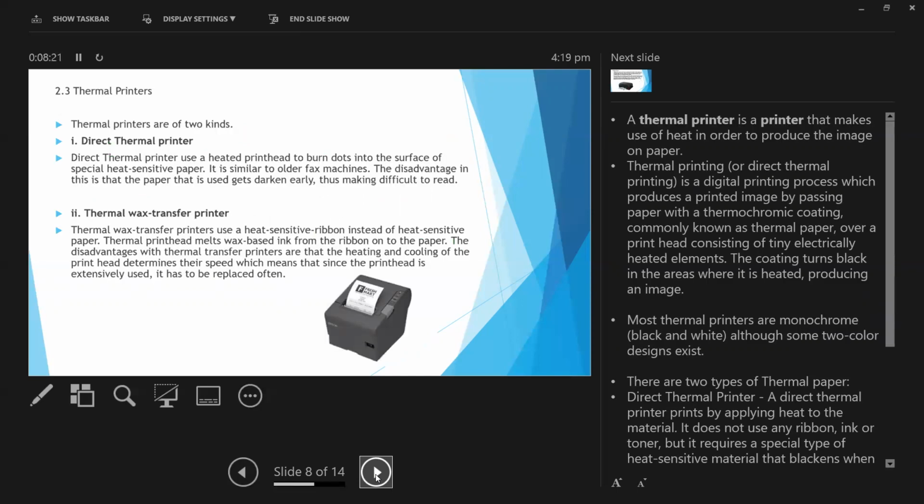Thermal printers. Thermal printers are of two kinds, direct thermal printer and thermal wax transfer printer. A thermal printer is a printer that makes use of heat in order to produce the image on paper. Thermal printing or direct thermal printing use a heat printhead to burn dots into the surface of special heat-sensitive paper. It is similar to older fax machines. The disadvantage is that the paper that is used gets darkened early, thus making it difficult to read.